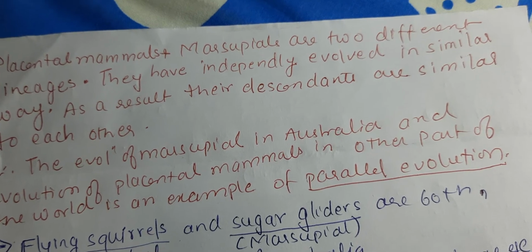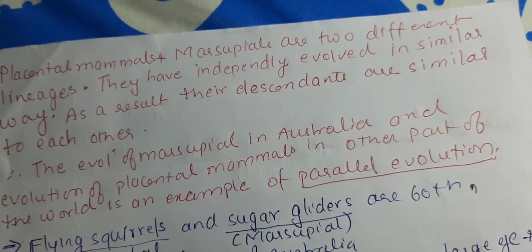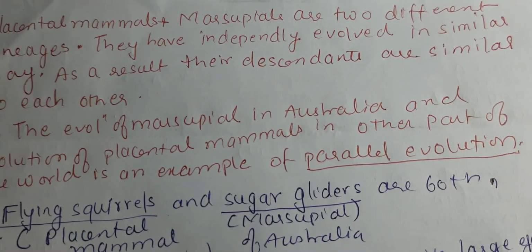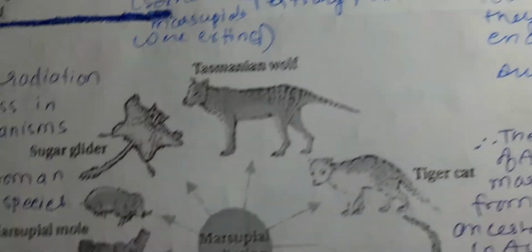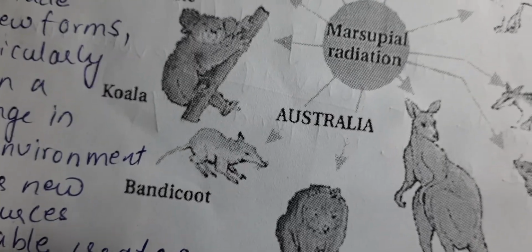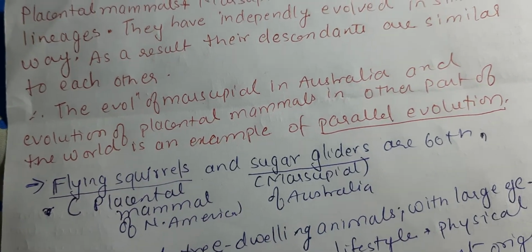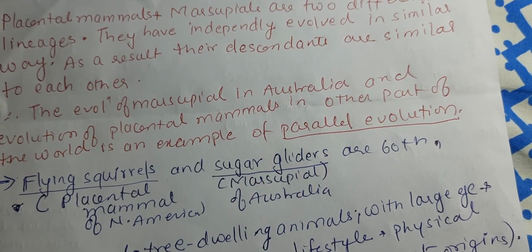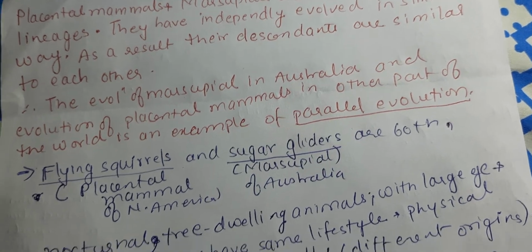But what happened, the marsupials in Australia and the placental mammals in the other parts of the world were evolving in a similar fashion. As a result, their descendants are similar. That's why you can see the koala looks like a bear and the bandicoot looks like a rat, which is a mammal. Therefore, the evolution of marsupials in Australia and the evolution of placental mammals in other parts of the world is the example of parallel evolution. This evolution we call parallel evolution.